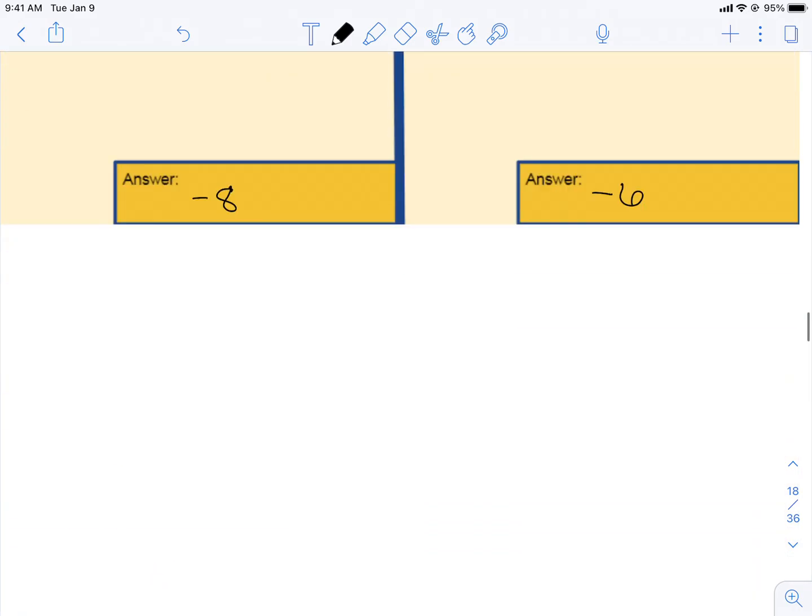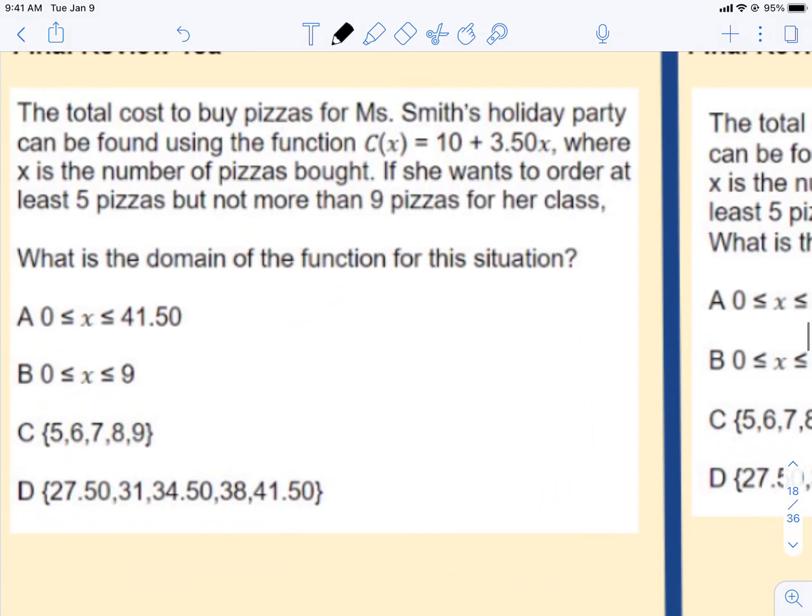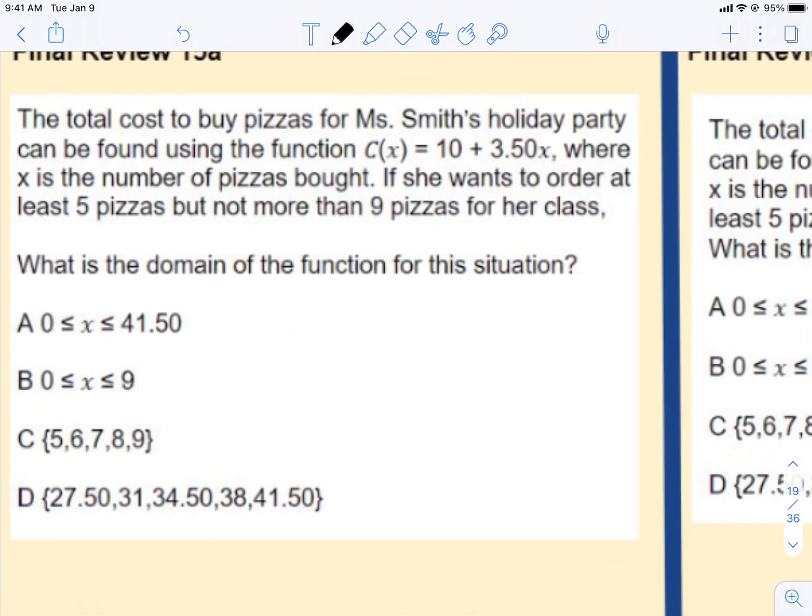Looking at our next one. So, some word problems. The total cost of buying pizzas for Mrs. Smith's holiday party can be found using the function c of x equals 10 plus 3.50x, where x is the number of pizzas bought. If she wants to order at least 5 pizzas but not more than 9 pizzas for her class, what is the domain of the function for this situation? Well, first off, domain deals with the x values.